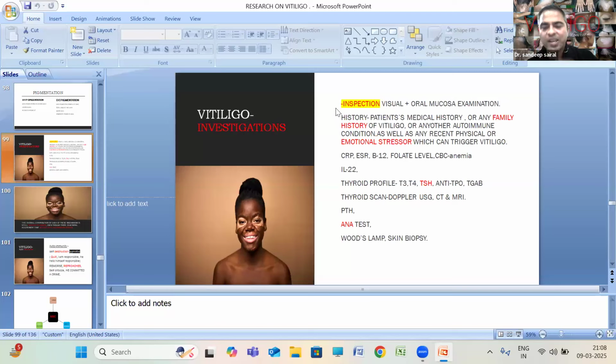Another test is the ANA test, anti-nuclear antibody test. Wood's lamp test is mostly performed by the dermatologist. And the last one is the skin biopsy. I would recommend that if you are going for a skin biopsy, especially for the diagnosis, please take advice of your nearby dermatologist, at least for the diagnosis.